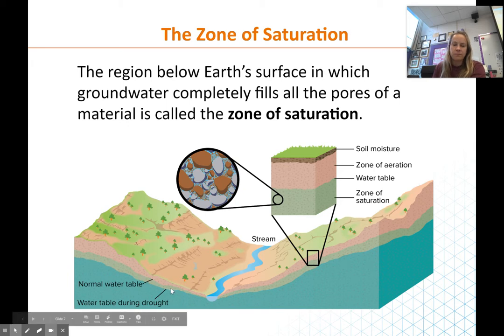And then if there's times of drought, that water table drops because water is leaving this zone of saturation. Maybe it's getting pulled up from wells. Maybe it's being used by plants. But that water table will normally fluctuate depending on if we have high levels of rain or not high levels of rain.